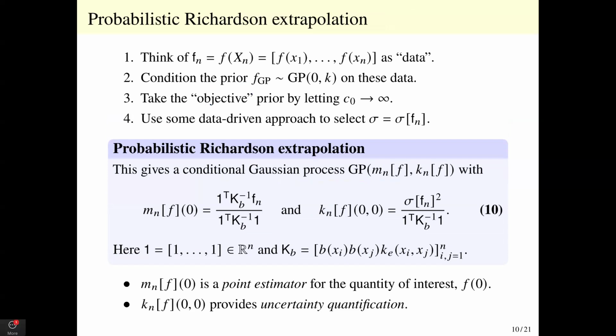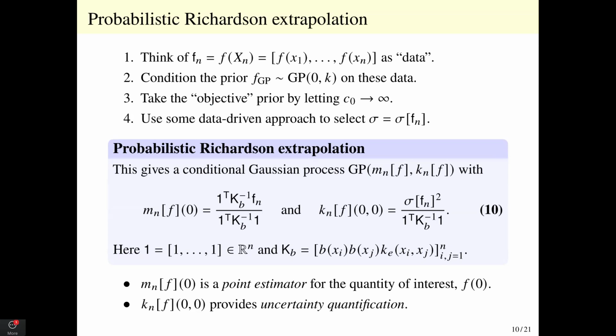So this is just the value of my posterior mean function at the origin. When you do all this, you can actually compute that it's quite simple. This one is just the vector of ones. K_B is this covariance matrix formed out of this kernel that we're using based on these data points. And this K_N F00 is trying to tell us how uncertain we are.